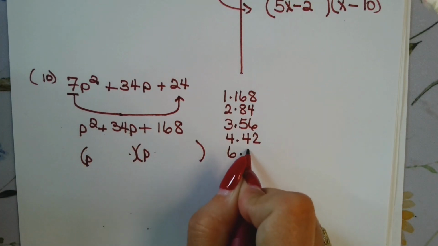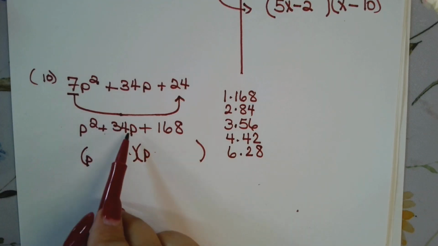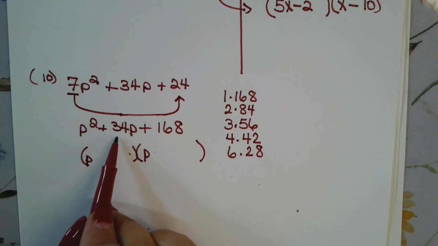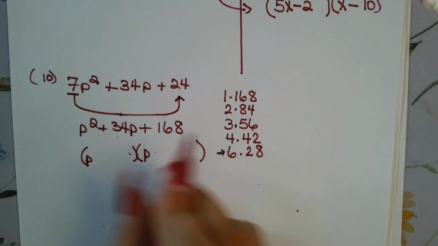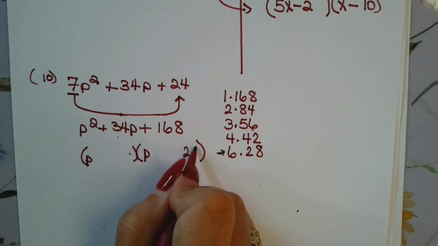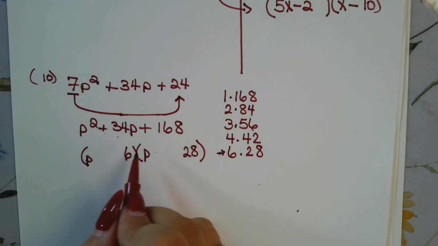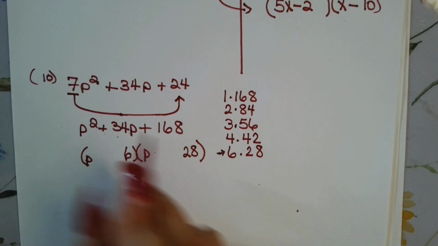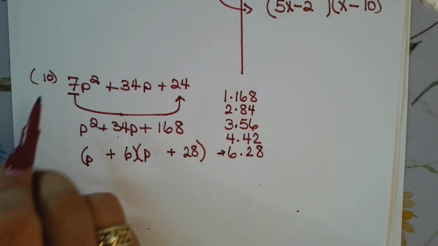6 times 28. Now, at this point, you should see that whatever the factors of 168 are, they're going to need to add up to 34. And I can see right now that it's going to be 28 and 6. So we can stop there because 28 plus 6 is 34. And this is plus, this is plus. But again, we're not done.